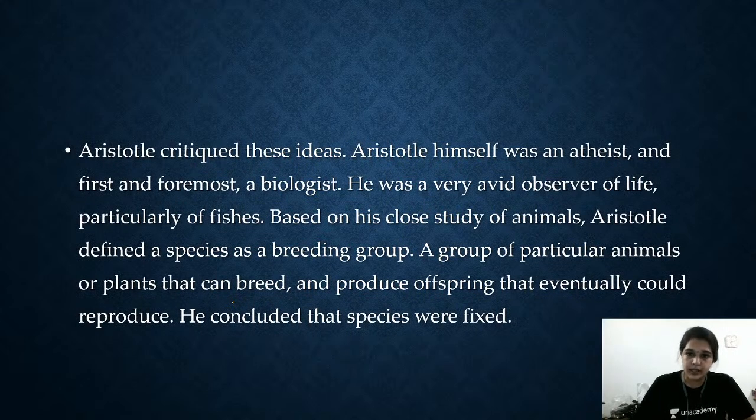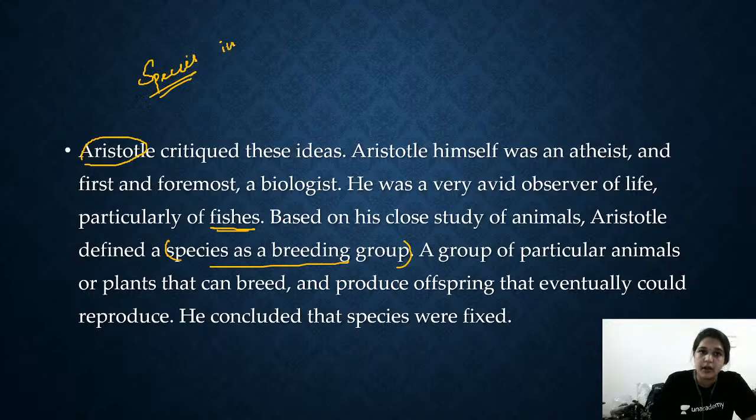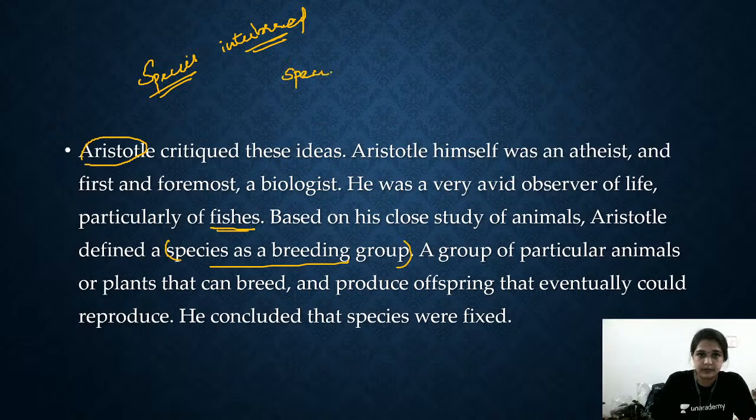Then Aristotle critiqued these ideas. We know very well Aristotle himself was an atheist. He was the first and foremost biologist, a very avid observer of life, particularly of fishes. Based on his close study, Aristotle defined species as a breeding group. Very important concept. Whenever you have to define species, you can use this, because species is a breeding group. Species can interbreed among themselves. What is the definition of species? A species is a population which can interbreed among themselves and produce fertile offspring. Do you understand? So two important concepts: they can interbreed among themselves and produce fertile offspring.